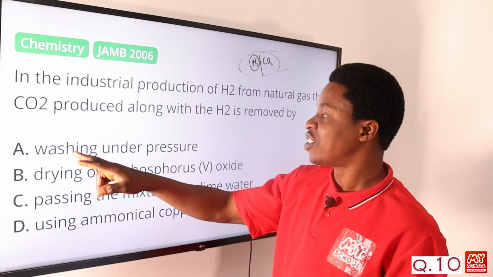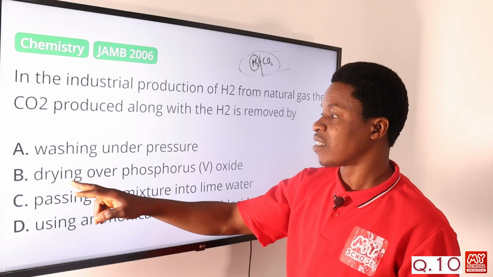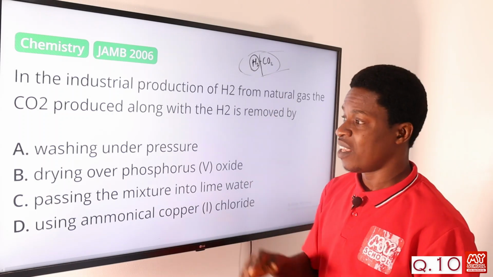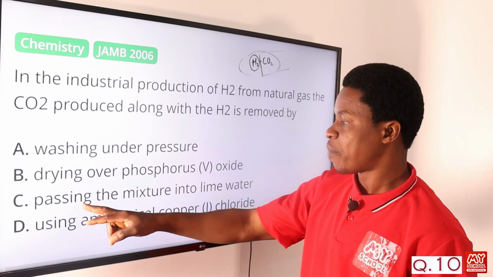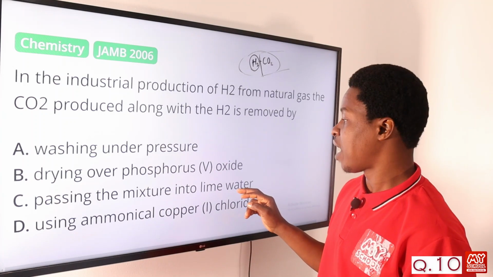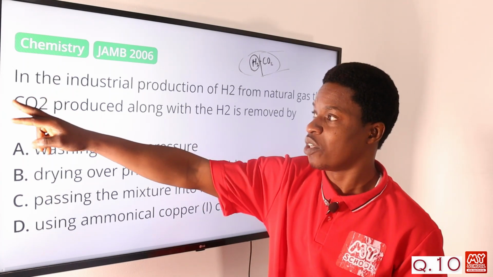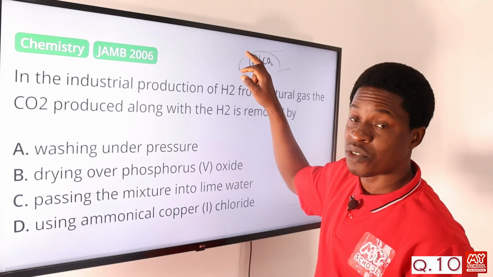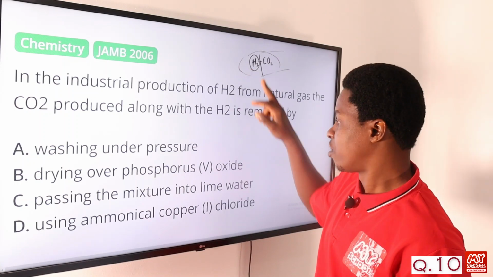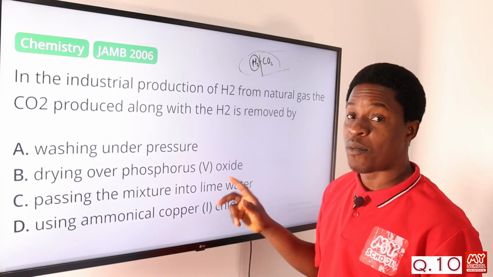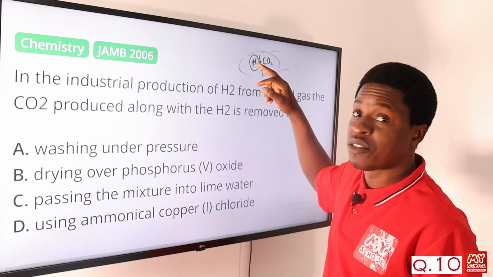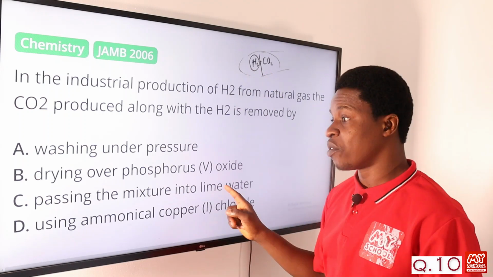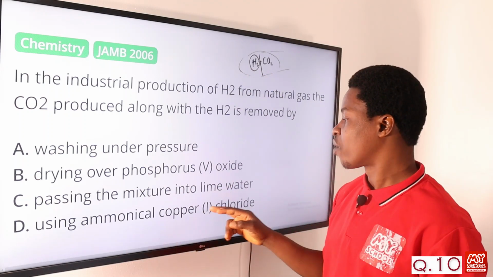So option A says washing under pressure, yes. Option B says drying over phosphorus(V) oxide. No, you can't do that because it is going to react with the hydrogen. Then we have passing the mixture into lime water. You can't do that because, yes, CO2 is going to be taken up, but don't forget that this is a mixture, so it's going to affect it. Lime water is calcium hydroxide, so the hydroxide OH coming with hydrogen again forms water, so the hydrogen will not be left.